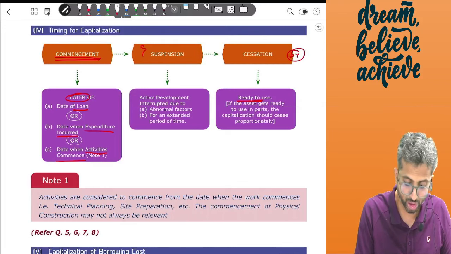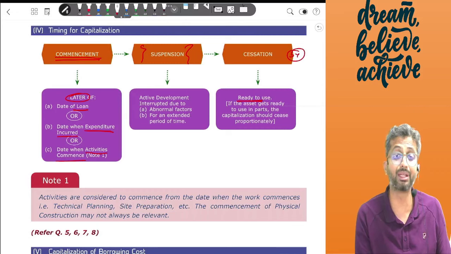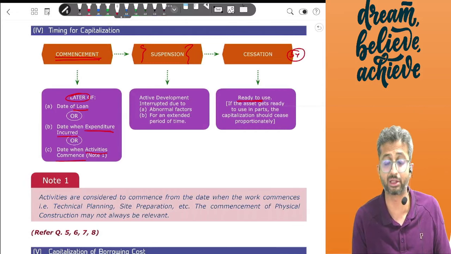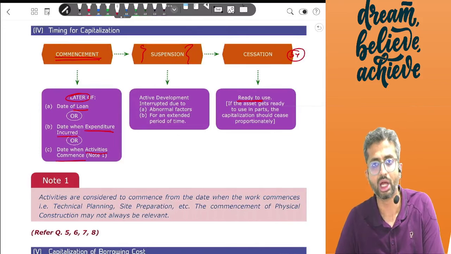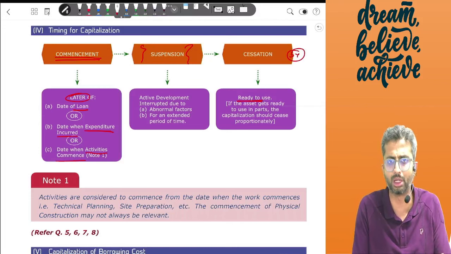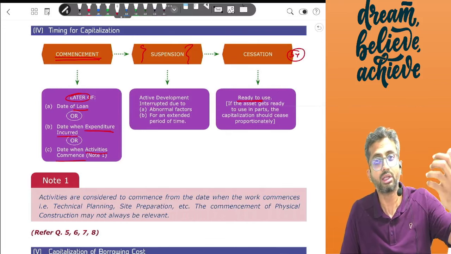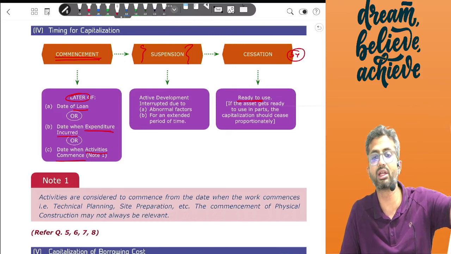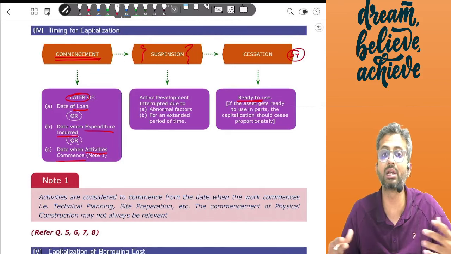However, suspension, what do you mean by suspension? It is temporary in nature. It might sometimes happen that active development on your asset is interrupted due to some abnormal factors. Like that building gets entangled in a lawsuit, and because of the lawsuit, there is no work happening. Now this is not normal, this is abnormal, and hence the work is interrupted due to an abnormal factor. Now the work gets interrupted for, let us say, 1 year, or let's say 6-8 months. Now that is an extended period of time.